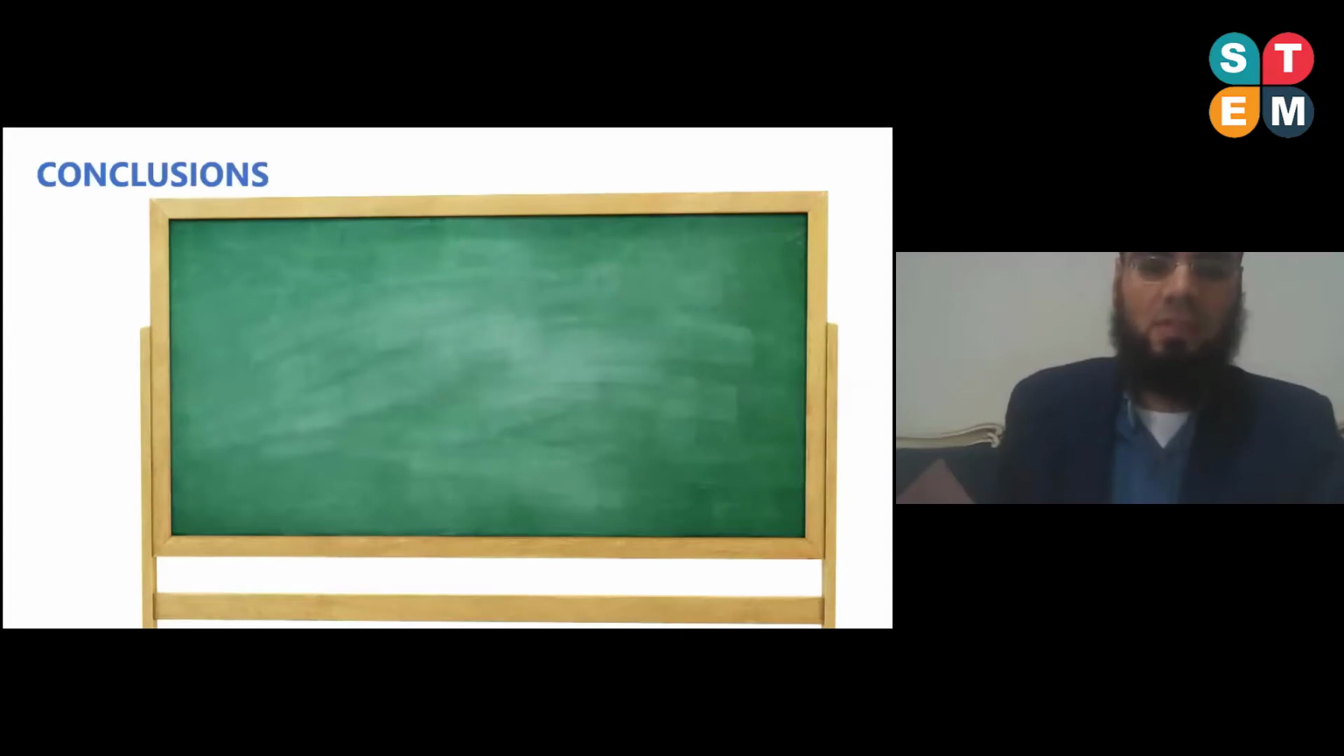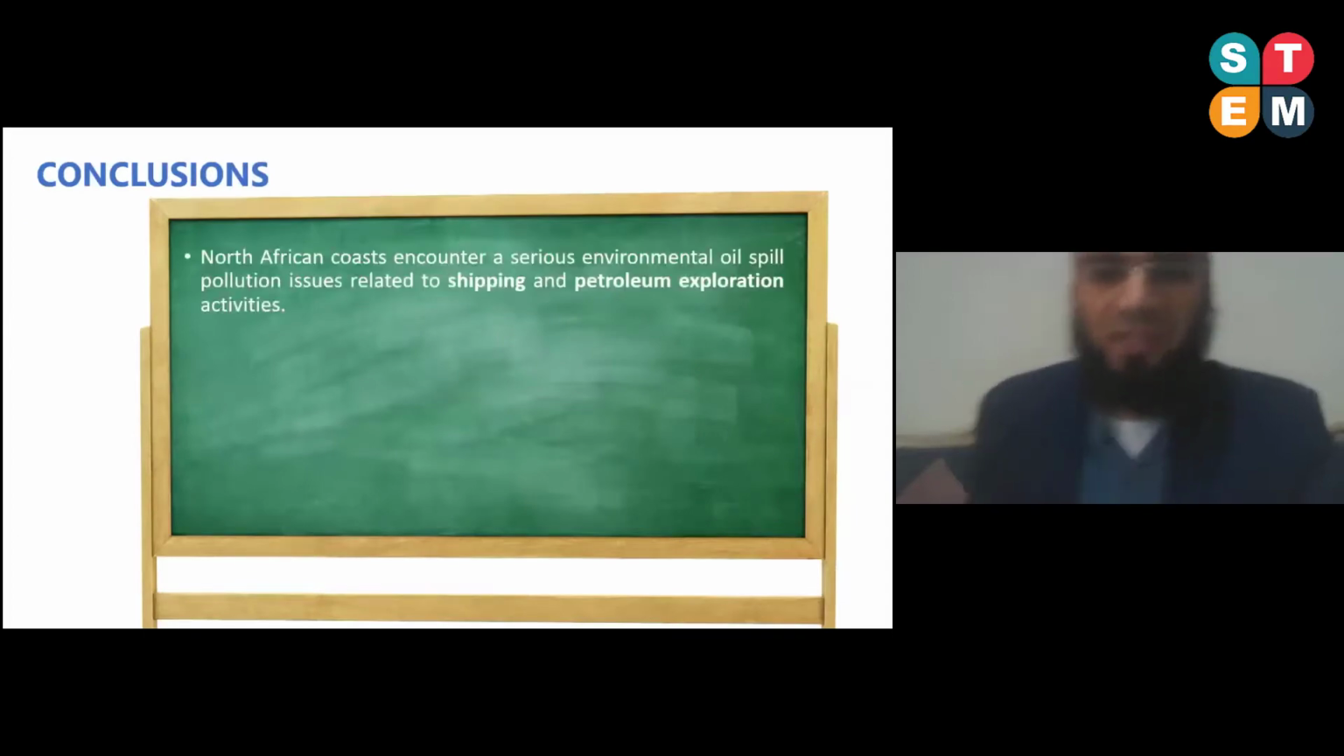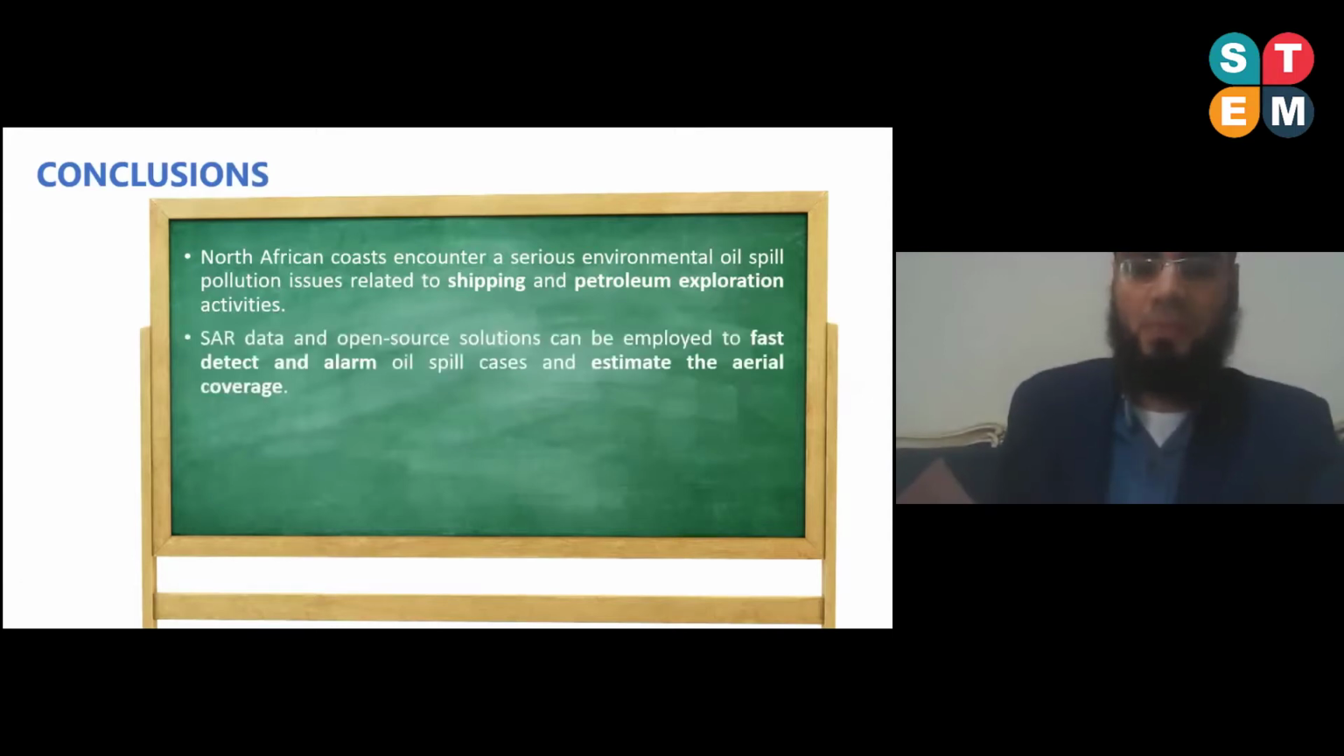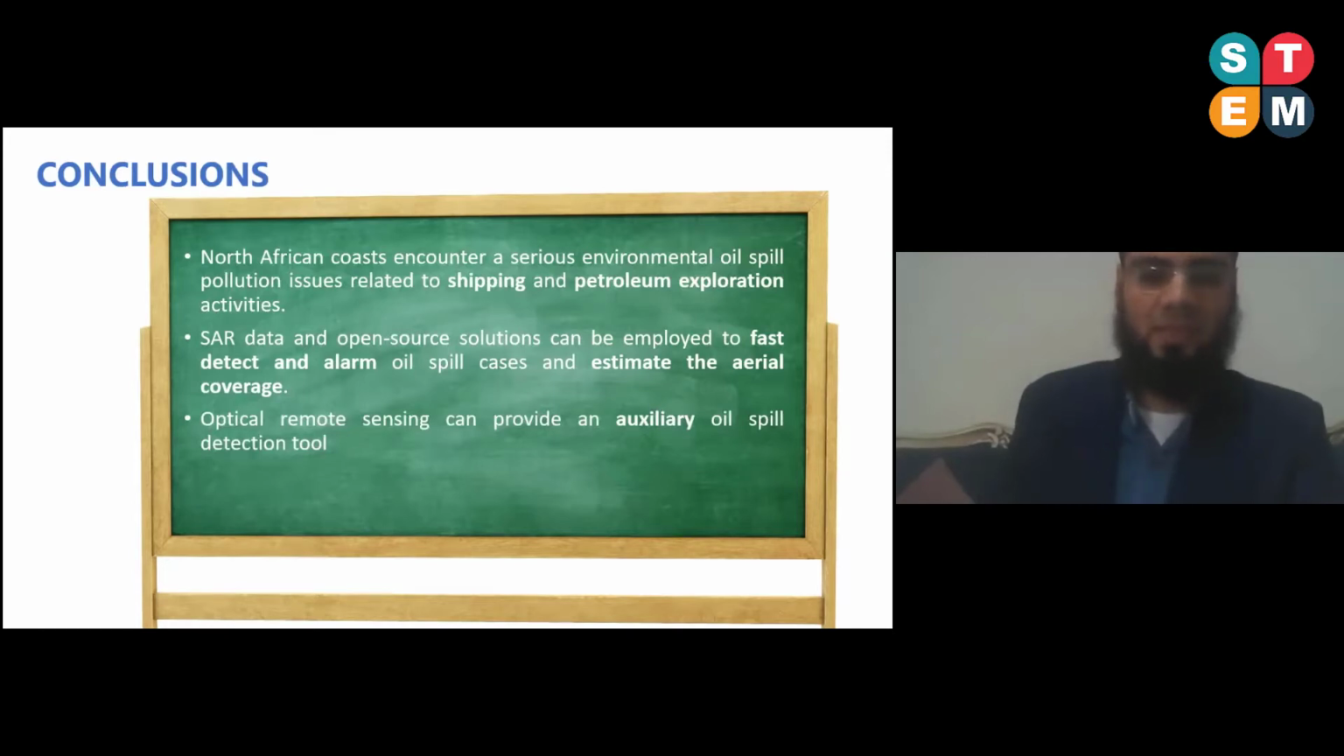Till here, we can conclude that North African countries experience a serious problem of oil spills and need to be monitored frequently from time to time. SAR and open source solutions have been employed to detect the problem fast and alarm the agency, to give a fast alert. And also we can use optical remote sensing as an auxiliary tool. Even with multiple clouds, optical remote sensing can still provide another auxiliary tool alongside radar imaging.